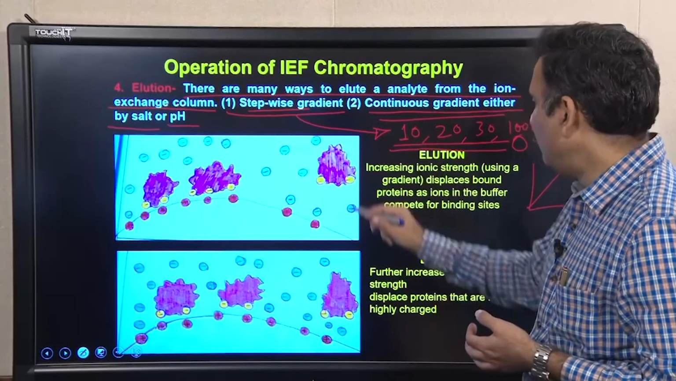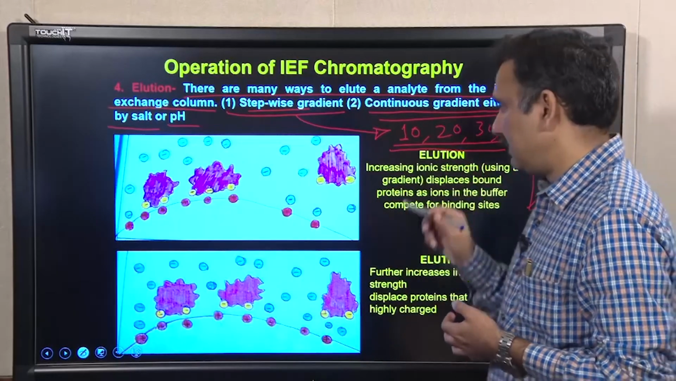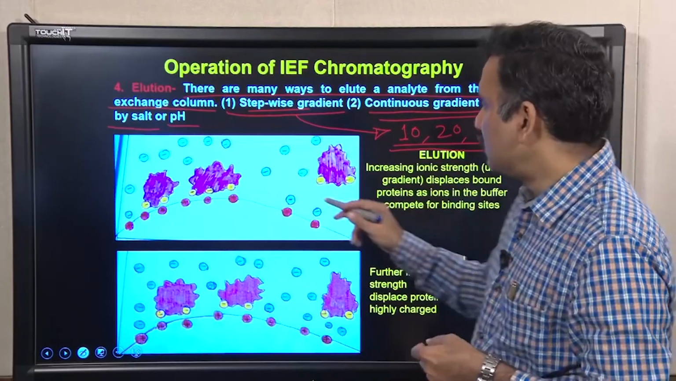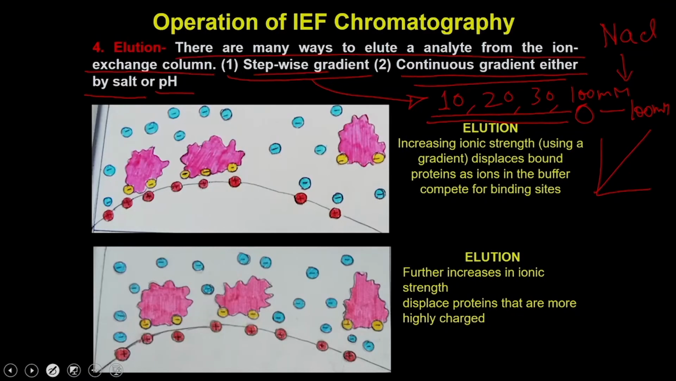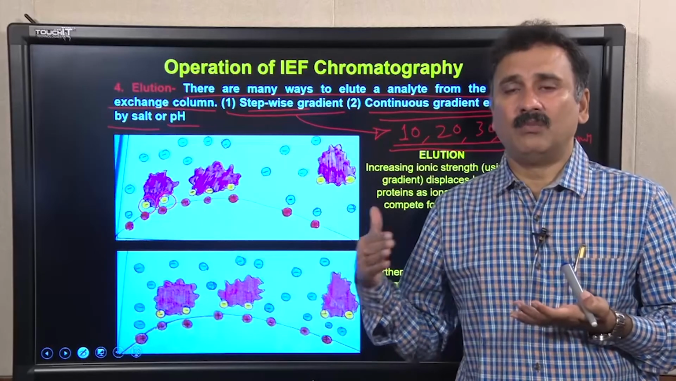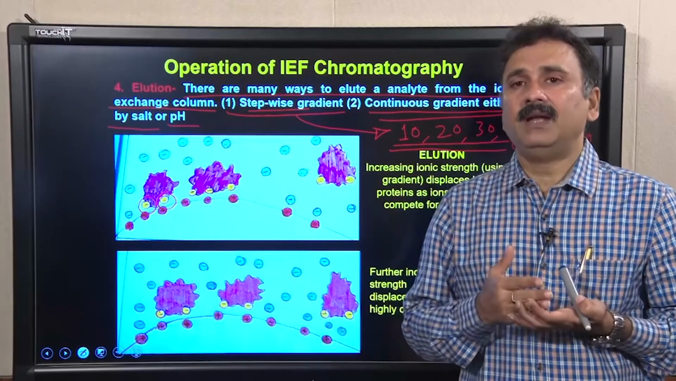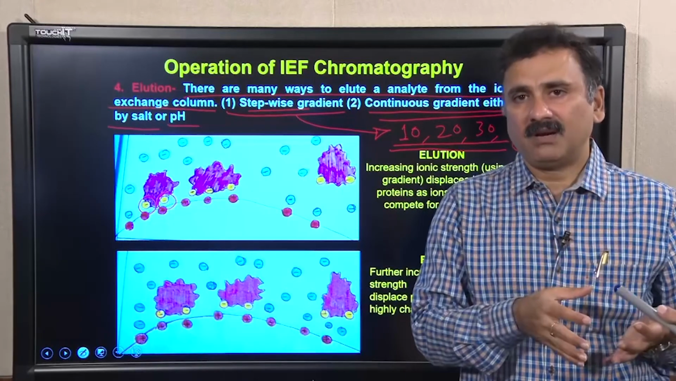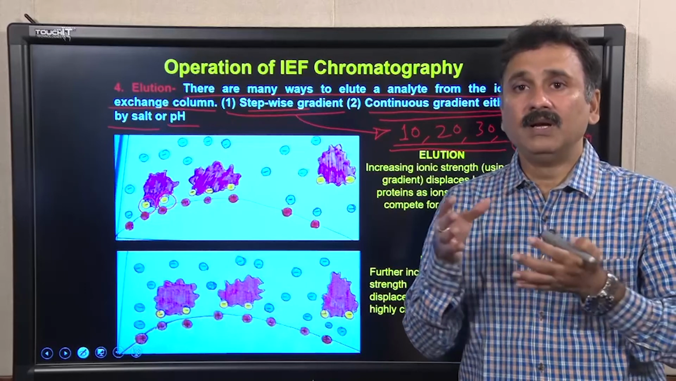So, once you flow the salt, it is going to compete with the bound protein, and that is how the protein is going to come out. And as you remember, we have discussed, if the protein has multiple charges, it is going to show more affinity. That is why it requires more salt or more counter ions, and the protein which has fewer charges is going to follow with less salt.